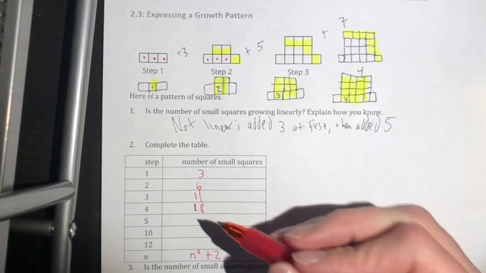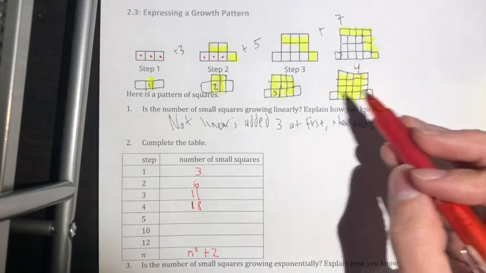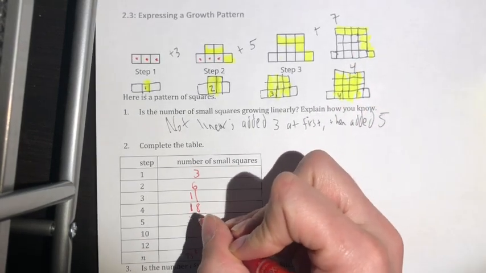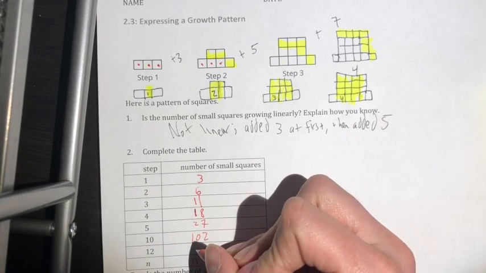And then I'm going to fill the rest of my table in. So, all right, 5 squared. I'd have a 5 by 5, which is 25, plus 2 is 27. 10 by 10 is 100, plus 2 is 102. 12 squared, 144, plus 2 is 146.